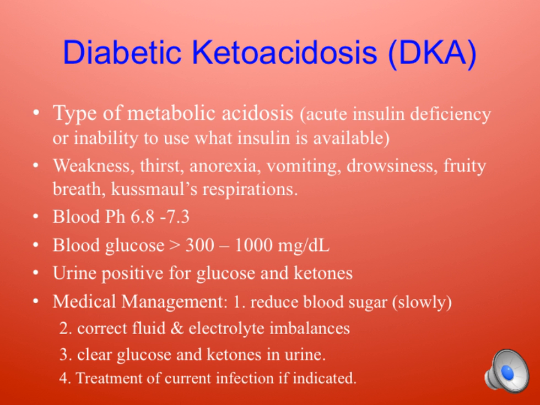You're going to see a blood pH of 6.8 to 7.3. Glucose levels can be anywhere from greater than 300 up to 1,000. Urine is positive for glucose and ketones. As far as medical management for this patient, there are going to be 4 things. One is we want to reduce blood sugar slowly, and we'll go over that shortly. We want to correct the fluid and electrolyte imbalances. We want to clear glucose and ketones in the urine. And we want to treat any current infection that the patient may have.